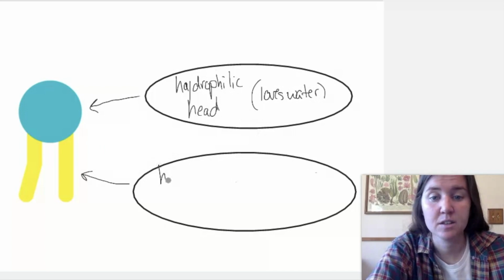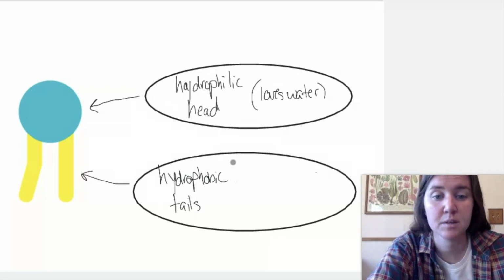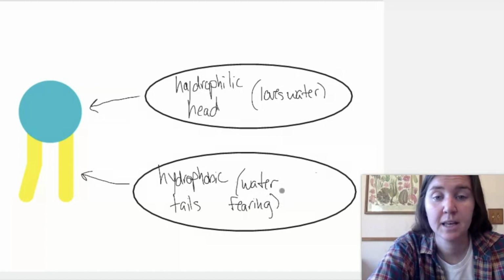The tails, however, are hydrophobic. So you can think, if you have a phobia, you're afraid of something, so these are water-fearing. They do not like water, and that is because these are nonpolar. They're lipids, and they are nonpolar. So we have our phospholipid.